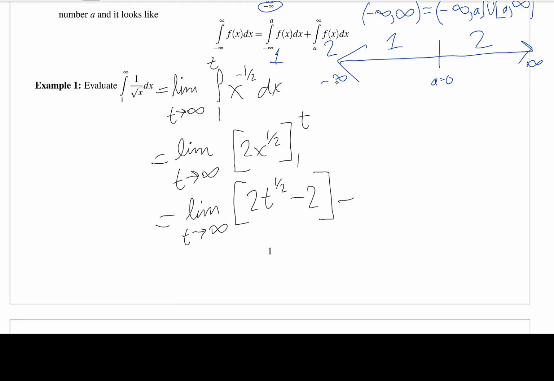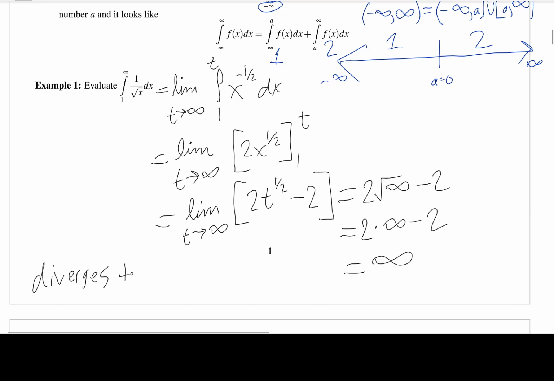So what we get here is essentially, if t is going to infinity, then this is 2 square root infinity minus 2. The square root of infinity is still going to infinity. And so we'll have 2 times infinity minus 2, which is just going to be infinity. And so in this case, we say that the integral diverges to positive infinity.